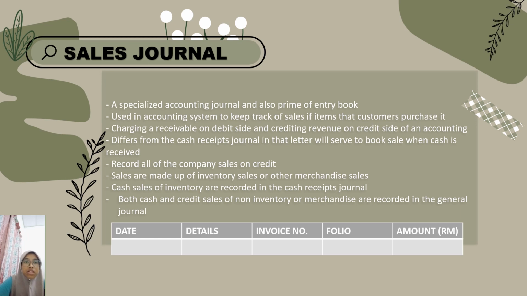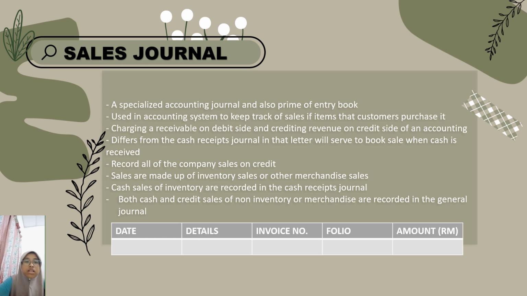A purchase on account is recorded by charging a receivable on the debit side and crediting revenue on the credit side of the accounting. It differs from the cash receipt journal in that the latter will serve to book sales when cash is received. It also records all of the company's sales on credit.